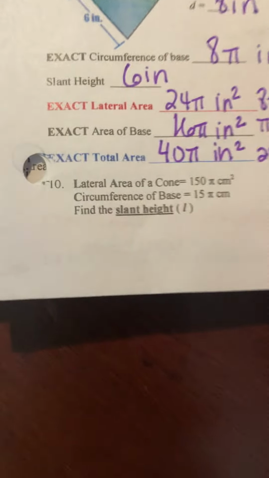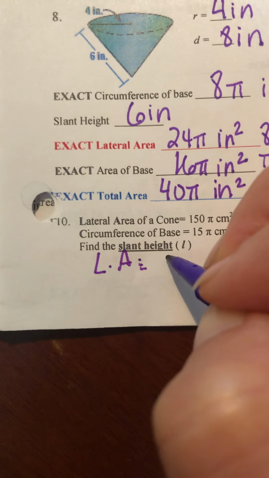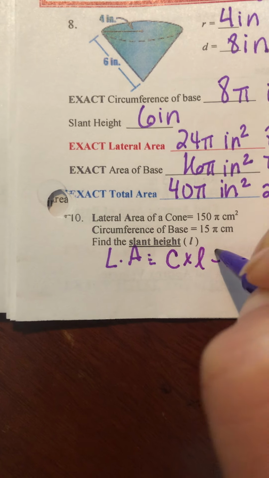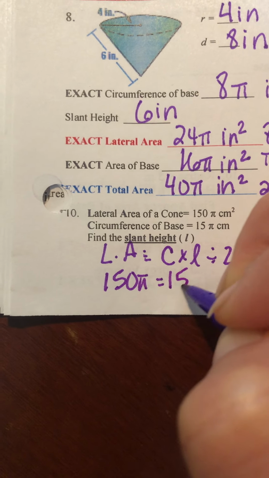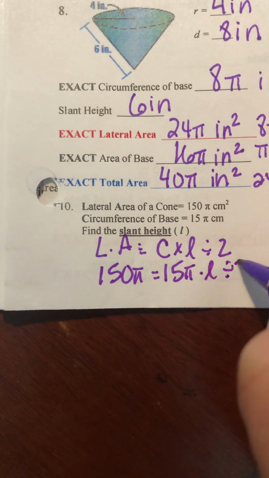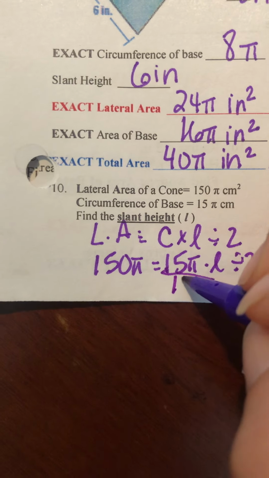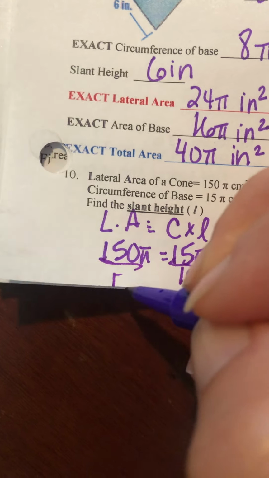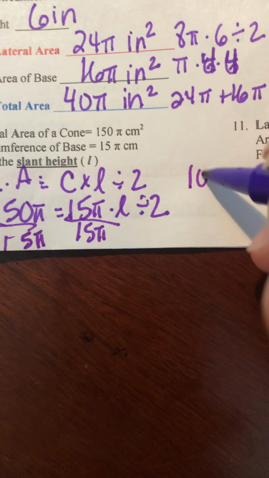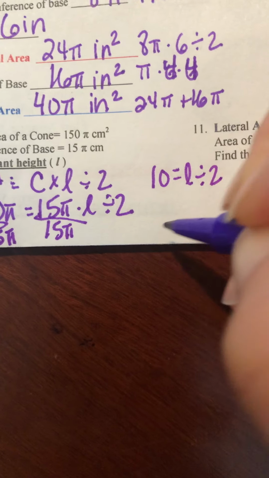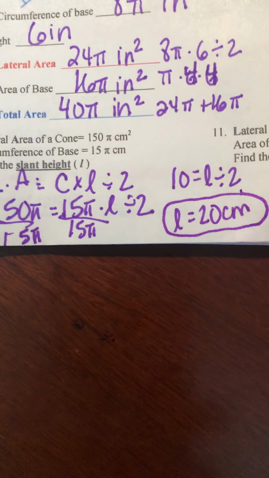All right, the last ones here are going backwards, and again, I'm going to write out the formula. Lateral area equals circumference times slant height divided by 2. So 150 pi is equal to 15 pi times slant height divided by 2. Now, usually I would divide by 2 first, but I think with this one, 15 is an odd number, so I'm going to divide both sides by 15 pi. And that's going to give me 10 is equal to slant height divided by 2. So the slant height has to be 20 centimeters.